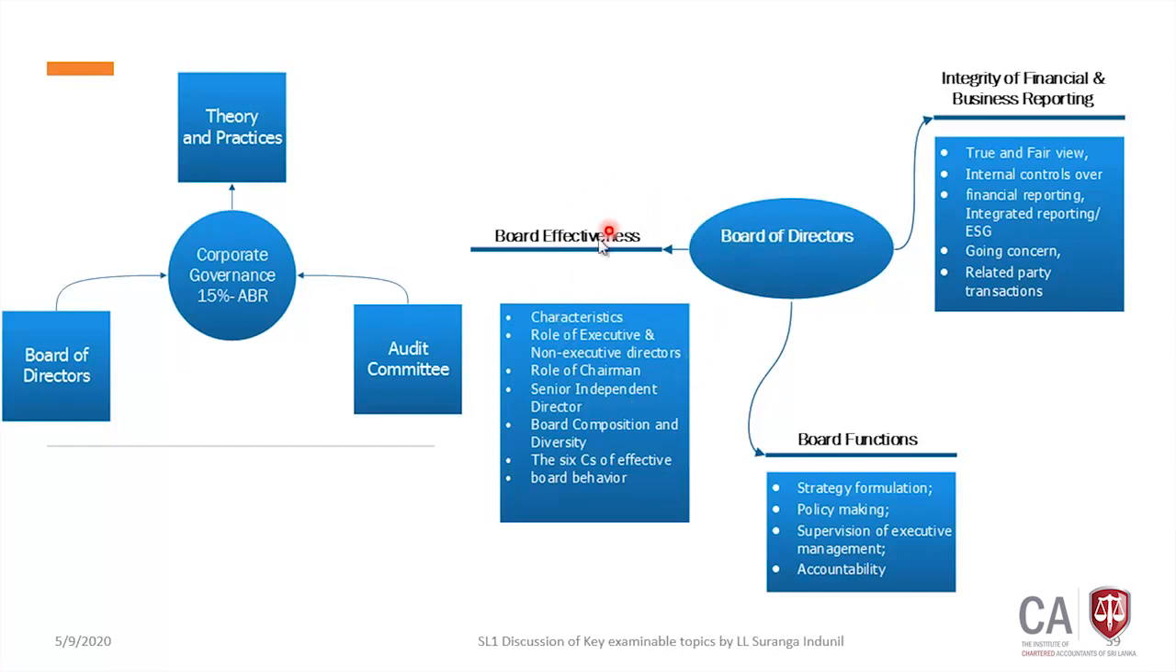One is board effectiveness, which, if you look at the whiteboard, is still there, right? What I explained to you is that the effectiveness of the board can be explained through board functions. Remember, I covered all these words: strategy formulation, policy making, supervision, accountability. We have discussed them in theory, but let's look at more practical aspects. In the next session, I will take some Sri Lankan case studies to explain some of this in a more practical manner, right?